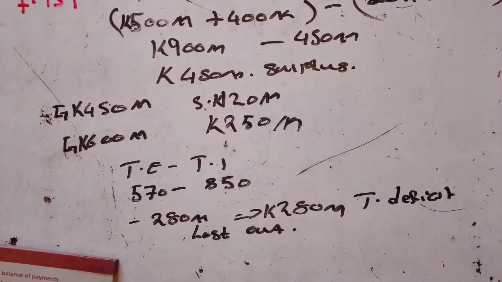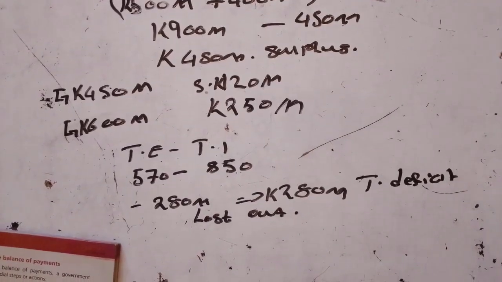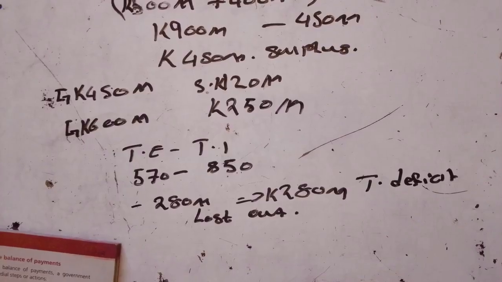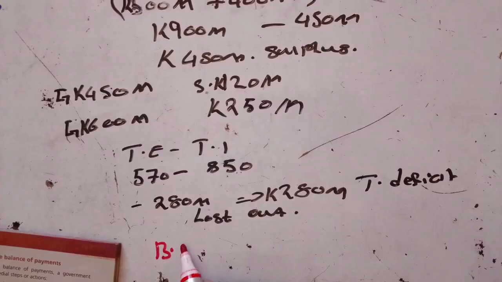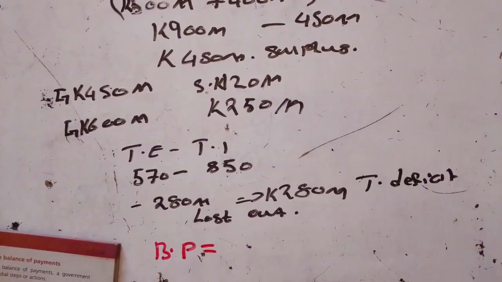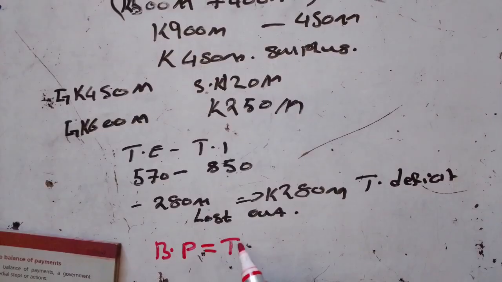Okay. So in short, the following formula is used to calculate the balance of payment. So we said that balance of payment is equal to total exports, which involves visible and invisible exports, minus total imports. So in this total import, we have the visible and invisible imports.